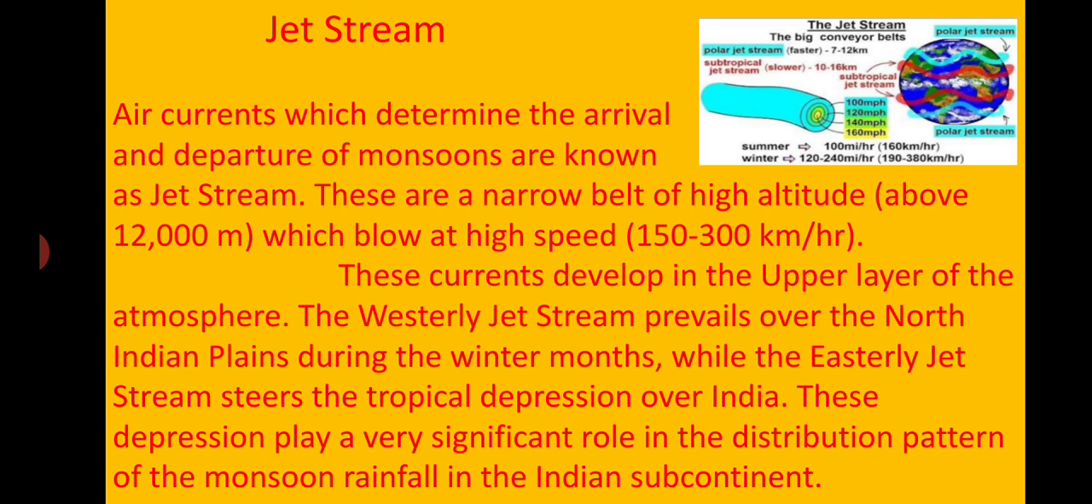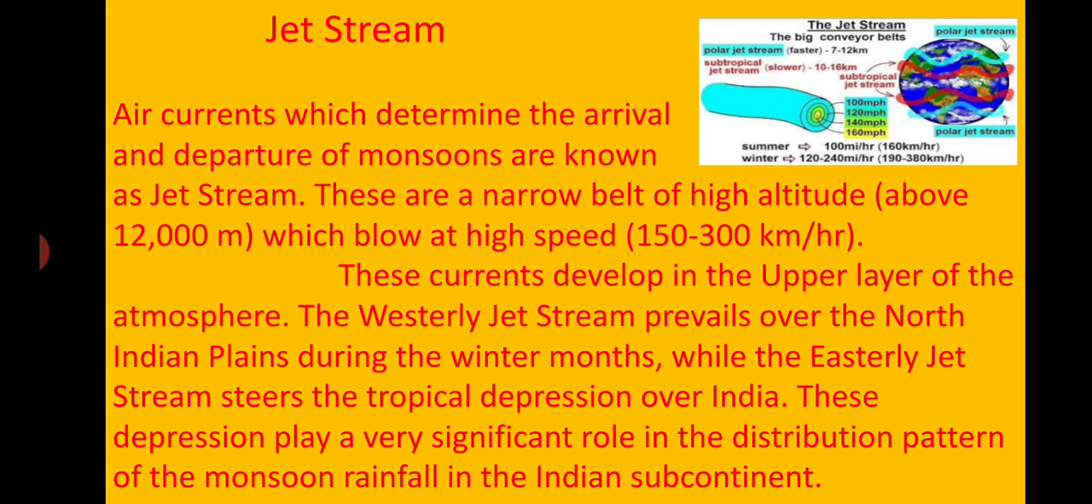First is jet stream. Jet stream is the air current which determines the arrival and departure of monsoon. These are a narrow belt of high altitude, that is above 12,000 meters, which blow at high speed, 150 to 300 km per hour. These currents develop in the upper layer of the atmosphere.